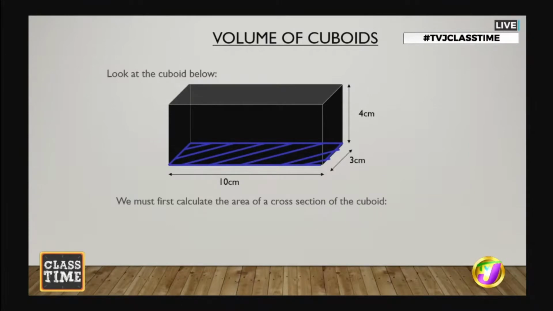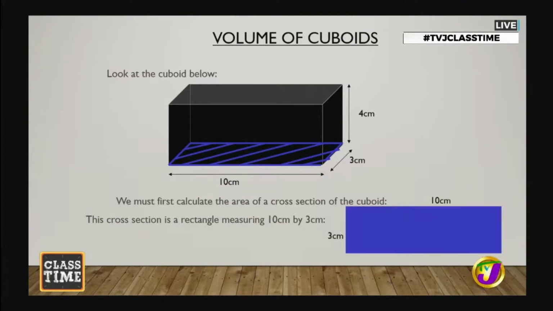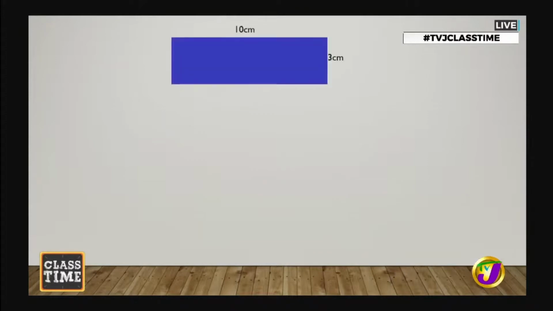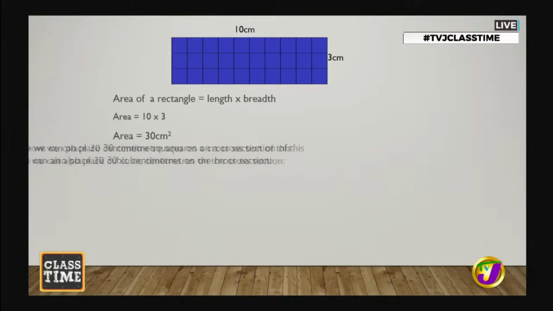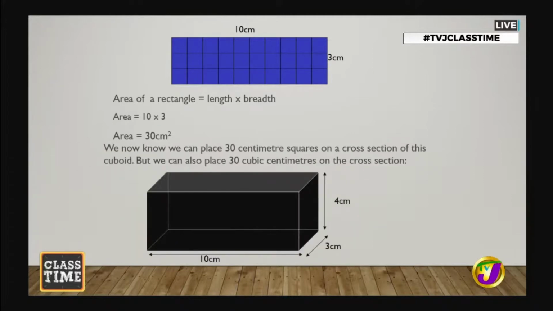We must first calculate the area of this uniform cross-section. The length and width of this rectangle is 10 centimeters by 3 centimeters. And therefore, the area of this cross-section would give us? As we know, it is a rectangle, so it's going to be 10 multiplied by 3, which is 30 square centimeters. You're awesome. So let us see how we're going to use this area of cross-section to calculate the volume of the cuboid.